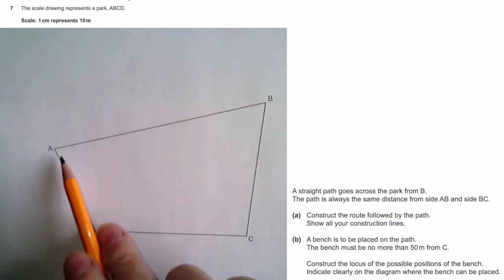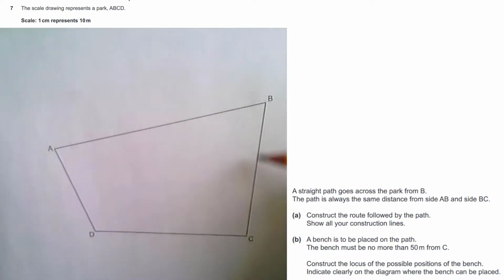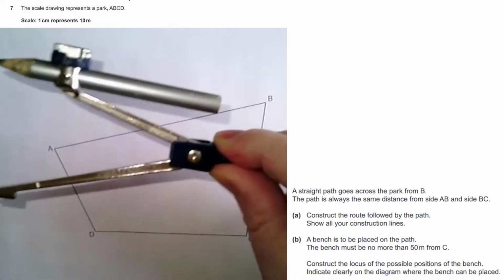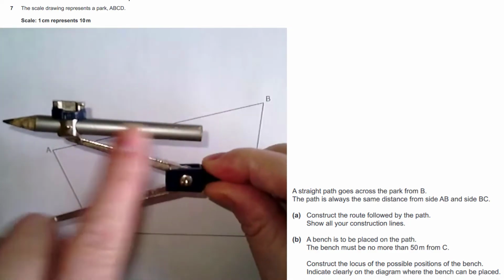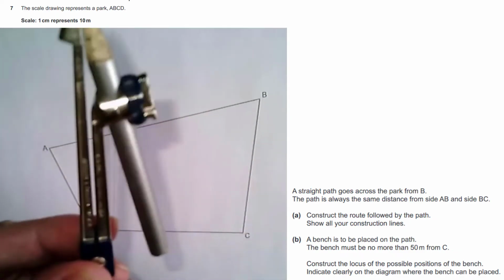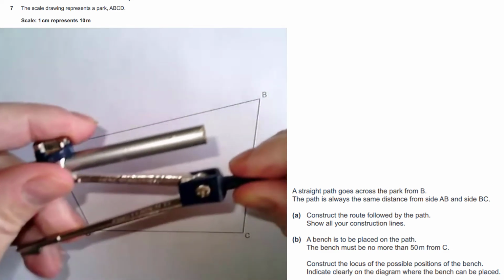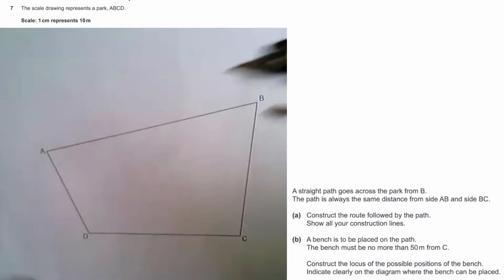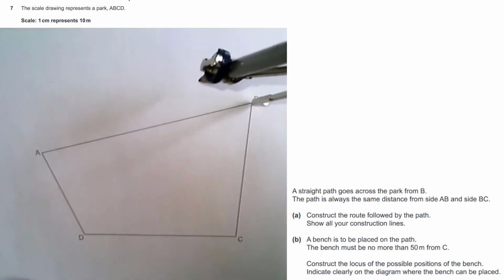Now a path that's always the same distance from two sides, AB and BC, that's going to be the angle bisector of ABC then, isn't it? So I'm going to have to use a pair of compasses here to make this construction. When you're using a pair of compasses, make sure that you're using a short pencil so you can twirl it around without bumping into your fingers. Also make sure that the tip of the pencil and the tip of the compass are in the same place. Once you've got that sorted, we're ready to do the construction.